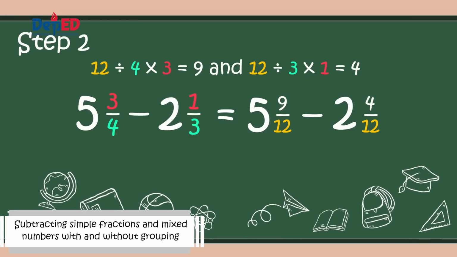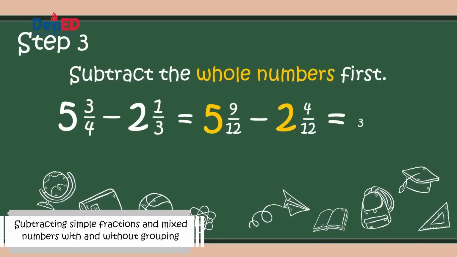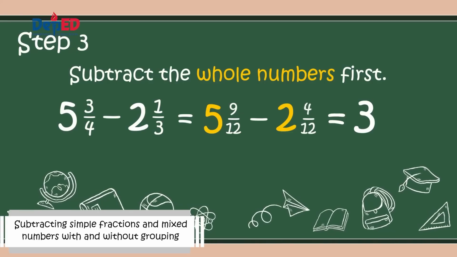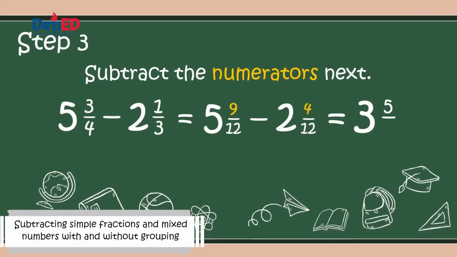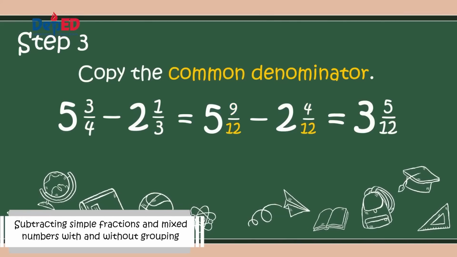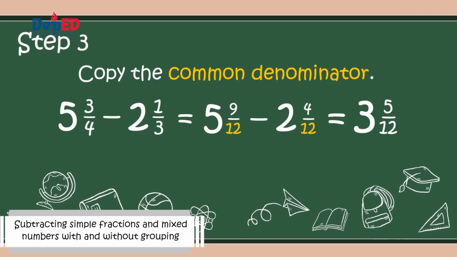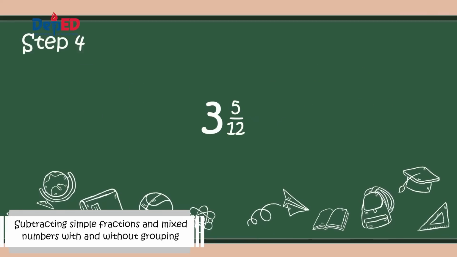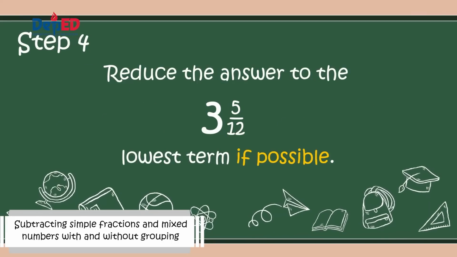Step 3. Since we are subtracting mixed numbers, subtract first the whole numbers: 5 minus 2 equals 3. Next, subtract also the numerators: 9 minus 4 equals 5. Then, copy the common denominator 12. We have 3 and 5/12. Step 4. Reduce the answer to lowest term if possible.